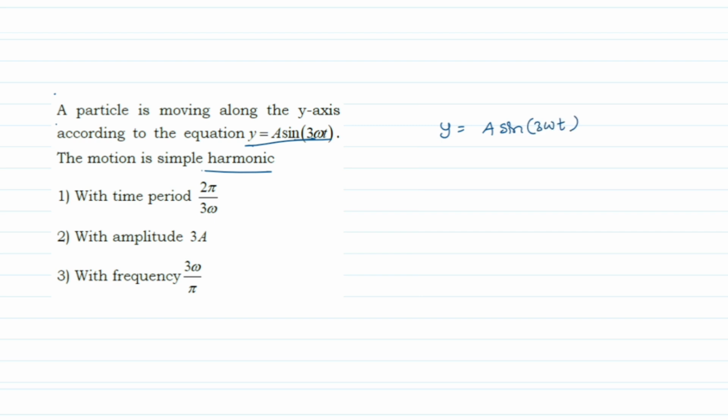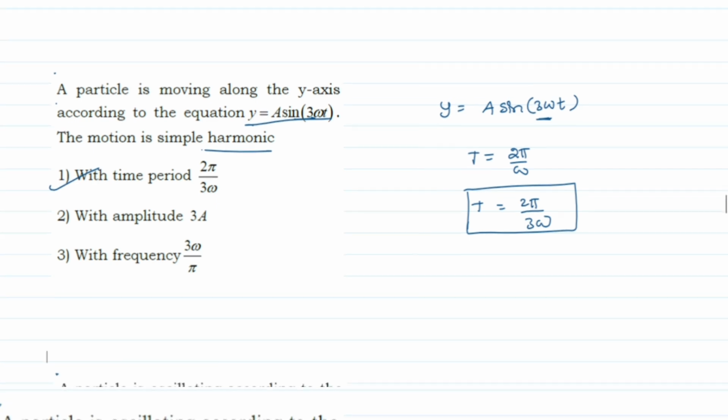So here, instead of omega you will be getting 3 omega. The time period T, the formula is 2 pi by omega, so instead of omega here it will be 2 pi by 3 omega. So the time period T equals 2 pi by 3 omega. This is the correct answer.